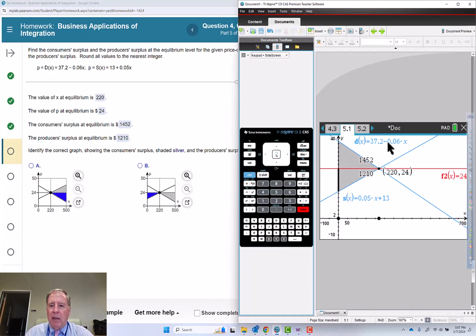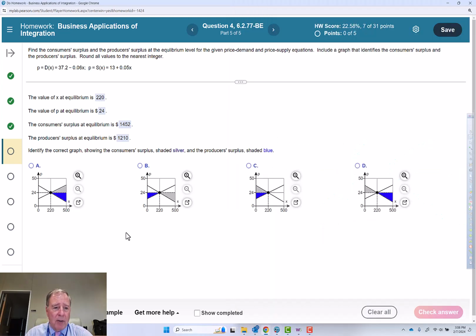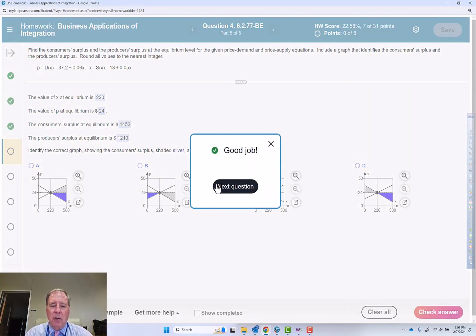And looking back at our picture, we need the two triangles sitting on the y-axis. No, no, this looks like the only one that's reasonable. So we'll check that answer. Good job. That concludes this video.